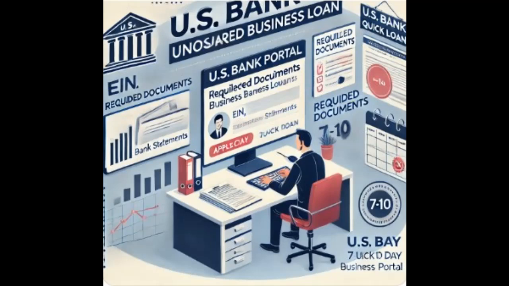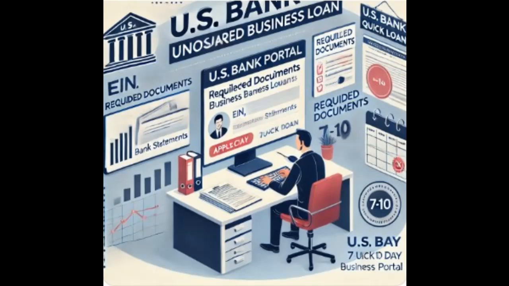Preparing required information. Before applying, gather the following: business details, establishment date, industry code, primary address, and EIN. Owner information: names, ownership percentages, and personal financial details. Bank statements: up to 3 months of statements may be required to demonstrate cash flow. Revenue details: ensure consistency between reported revenue and bank statements.